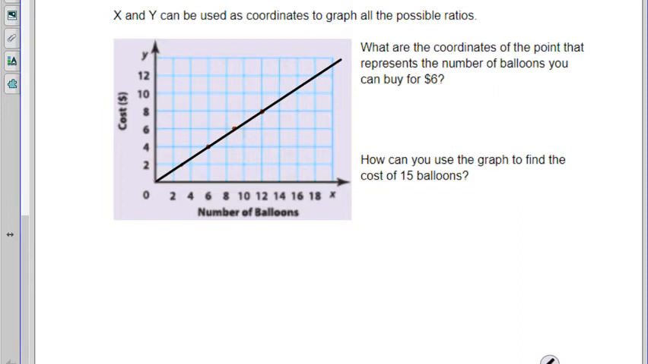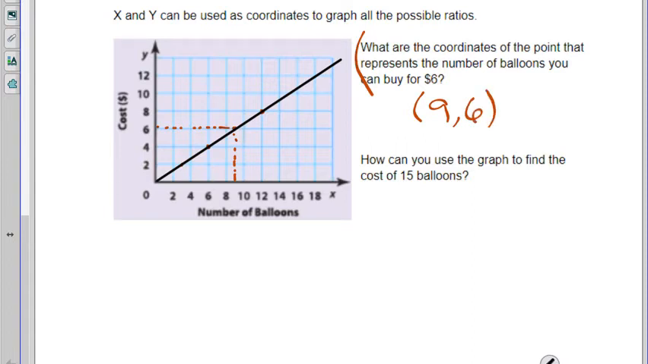And so this first question says, what's the coordinates of the point that represents the number of balloons you can buy for $6? So if I look at $6 and I come over and I come down, that looks like 9 balloons. So that is the point (9, 6).